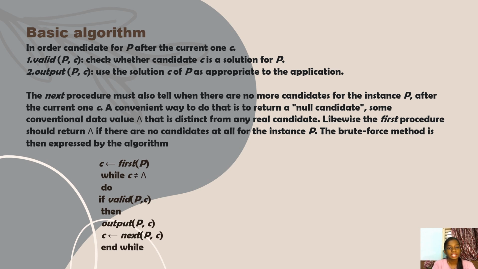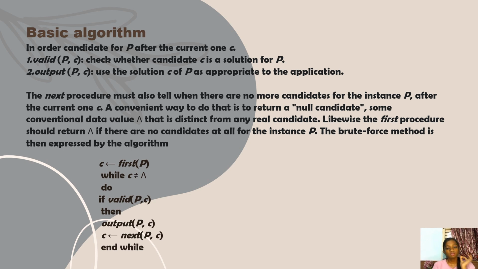In order to get the next candidate after a current one C, check whether the candidate C is a solution for P, and output the solution C of P as appropriate to the application. The next procedure must tell when there are no more candidates for the instance P after the current one C. A convenient way to do this is to return a null candidate, some conventional data value that is distinct from any real candidate. Likewise, the first procedure should return a null candidate if there are no candidates at all for the instance P. The brute force method is then expressed by the algorithm.